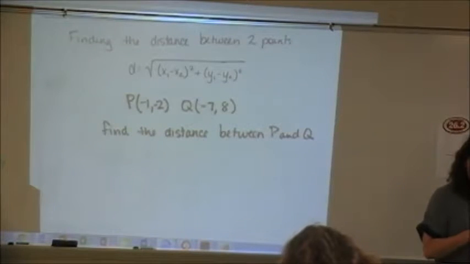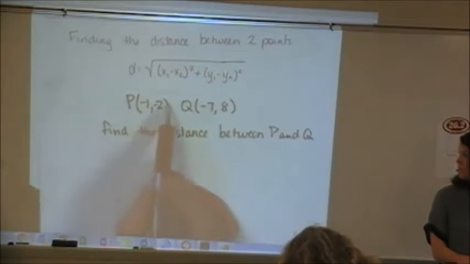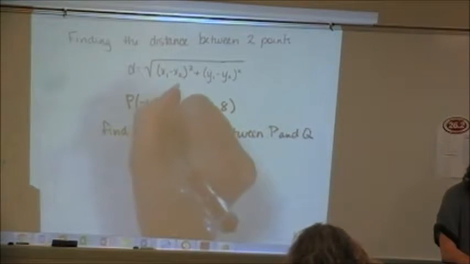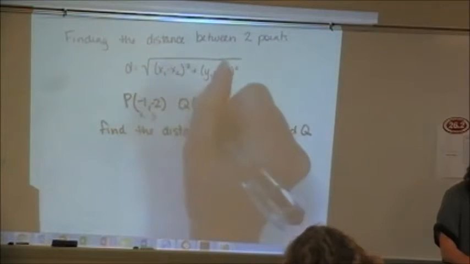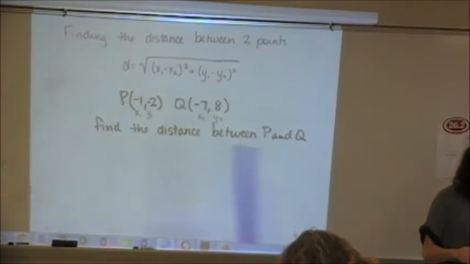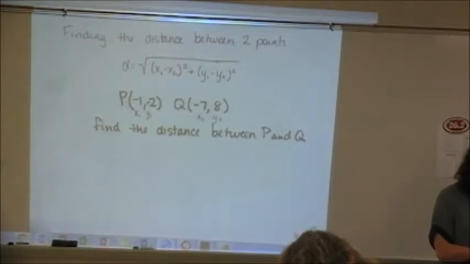So when you use distance formula, it makes no difference whether you call this one point 1 or this one. Just because this one's listed first, I'll call this x1, y1. And this one x2, y2. And then you're just plugging the numbers into the formula. That's it.